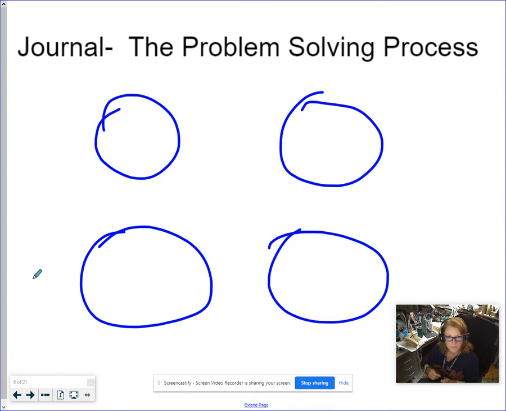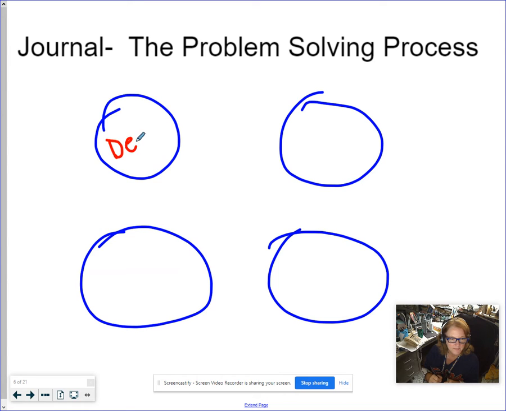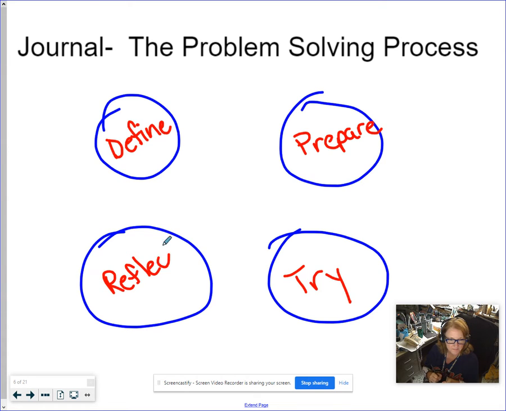Okay, 4 circles like this. And you can pause this video at any time that you need to so that you can kind of catch up. But there are 4 steps that we need to jot down here. The first one is called define. The second one is prepare. Third one is try. And this last one is reflect. And then we kind of draw arrows that go in a circle like this. Okay.